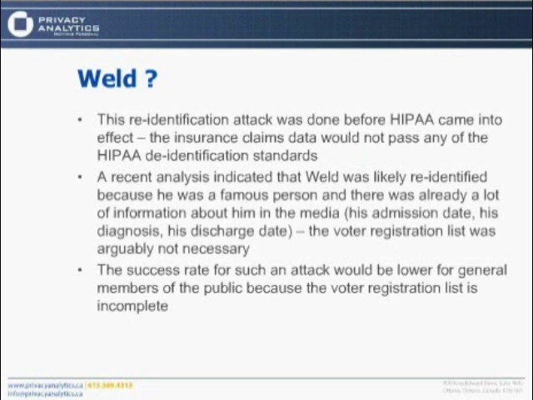And then a more recent analysis indicated that Governor Weld would have been re-identified anyway, just because he was a public figure, and all the information that was required to re-identify him was publicly known in the media, such as his admission date, his diagnosis, and his discharge date, as well as his gender and date of birth, which were public information. So the re-identification attack by matching the claims data with a voter registration list, which is a commonly cited example, would not have required a voter registration list because there was a lot of information publicly available.